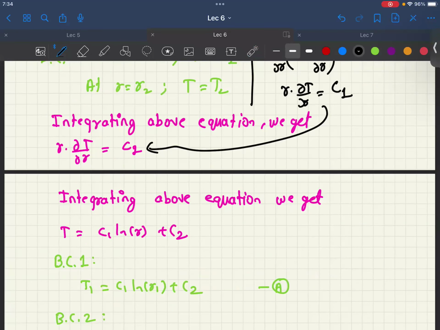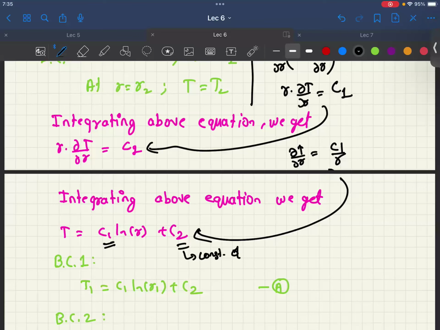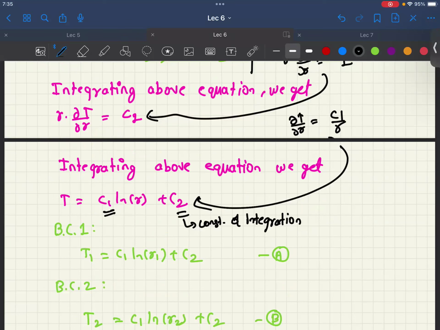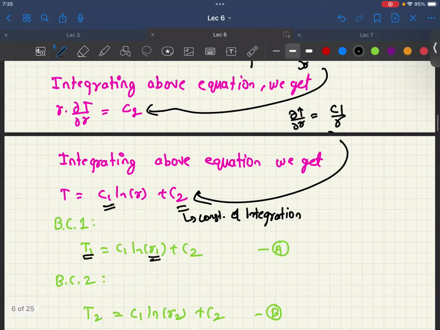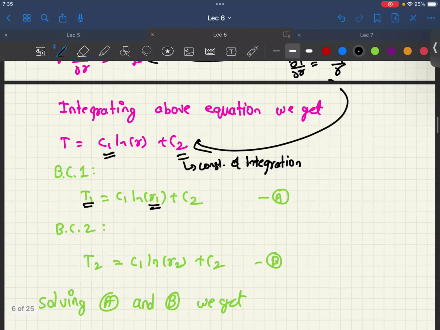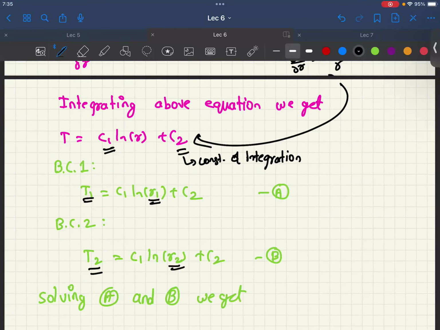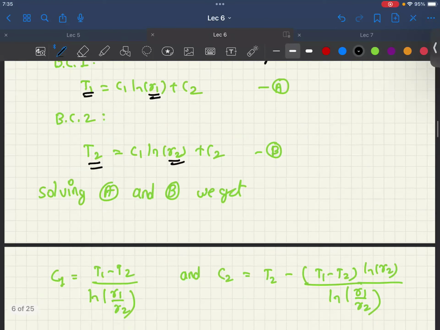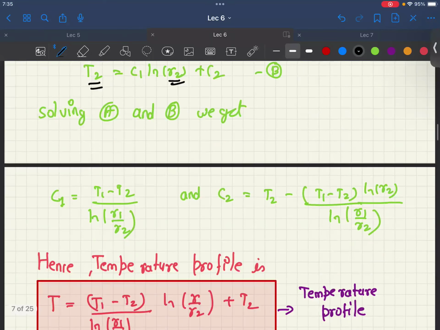Now you just rearrange it: ∂T/∂r is c1/r, तो टेम्परेचर तुम्हारा क्या आ जाएगा, टेम्परेचर आएगा c1 ln r plus c2, where c1 and c2 are the constants of integration. Okay, then we use the two boundary conditions which we had: at r equal to r1, temperature is T1, and at r equal to r2, temperature is T2. So we have these two linear equations with two variables, so you can easily solve them. I have done the math, I'm not going to explain it. Again, essentially तुम्हारा temperature profile आ जाता है ये.